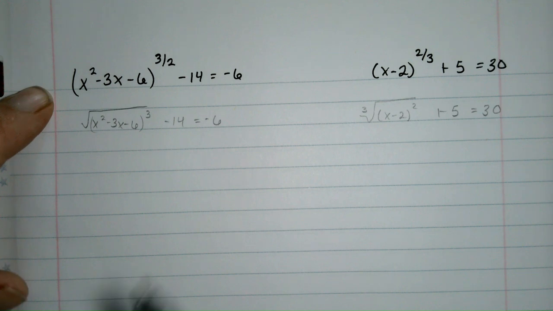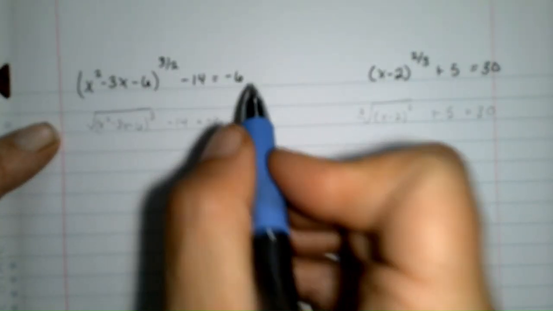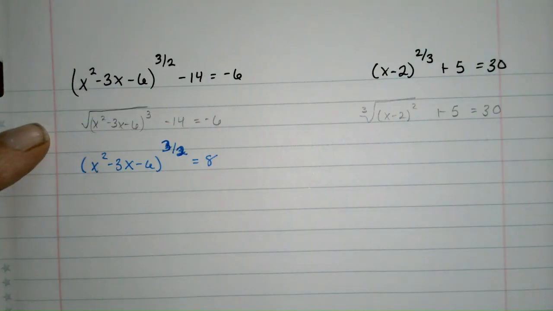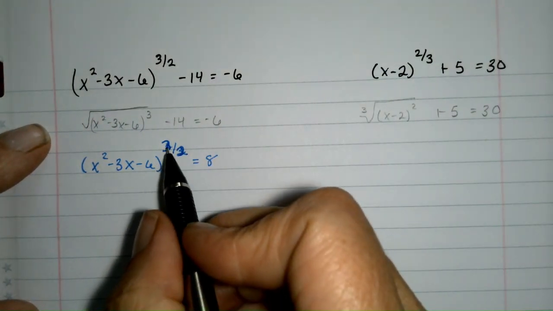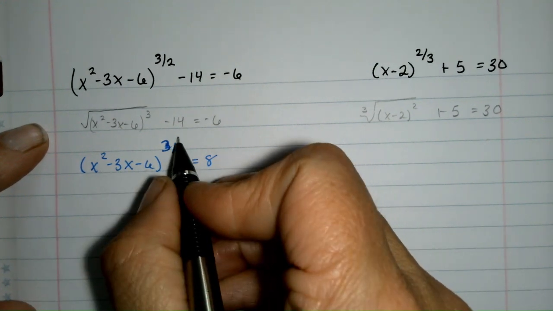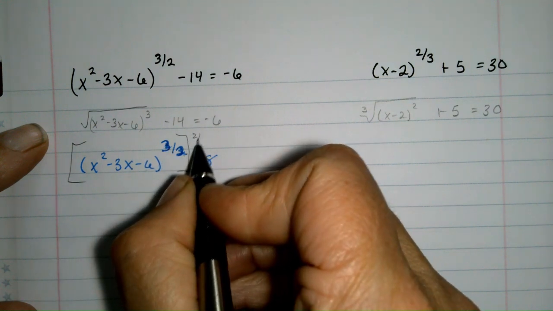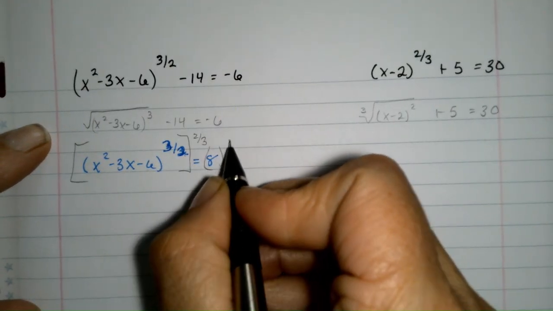Okay, so from here, again, I want to isolate this part. So I'm going to add the 14 to the other side. Okay, so now that it's this polynomial, quadratic, right, to the 3/2 power, I need to use the reciprocal power. So since this is 3/2, I'm going to do 2/3. And whatever I do to the left, I have to do to the right.